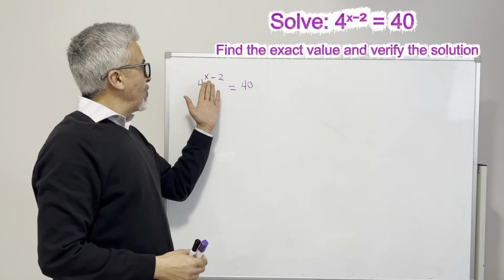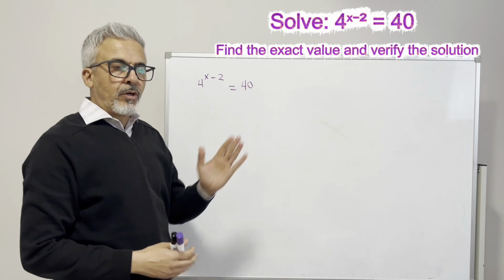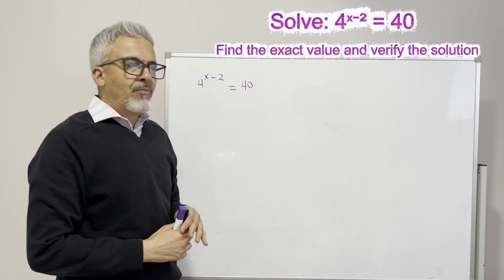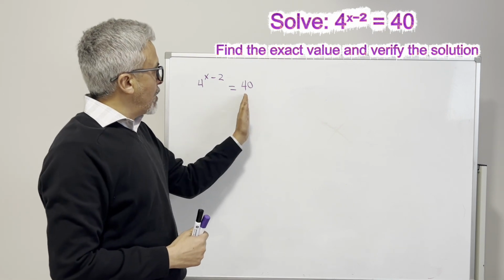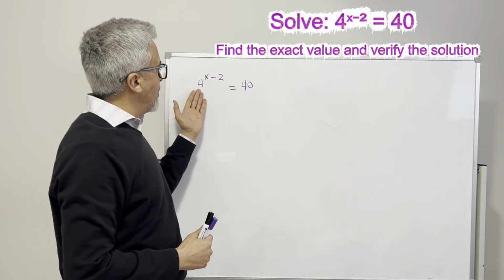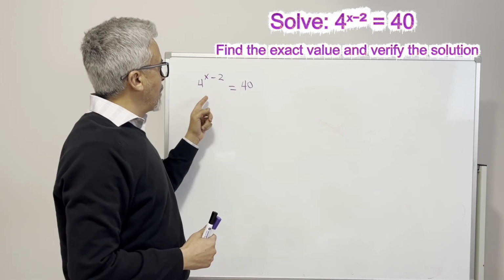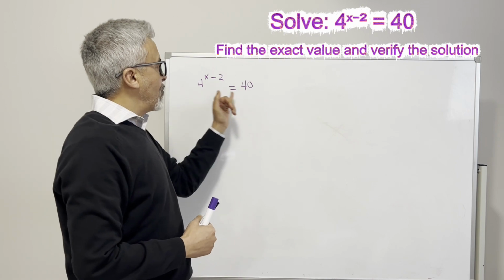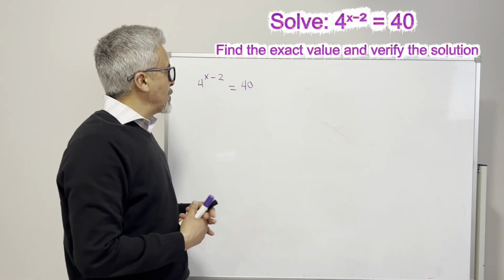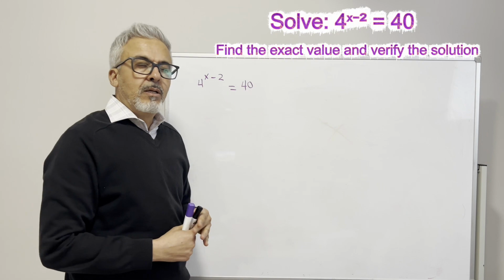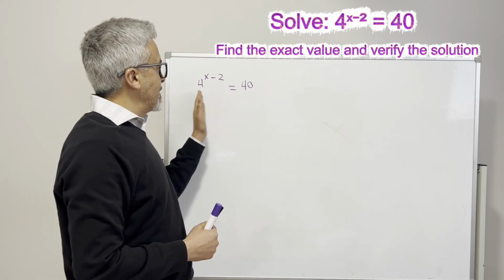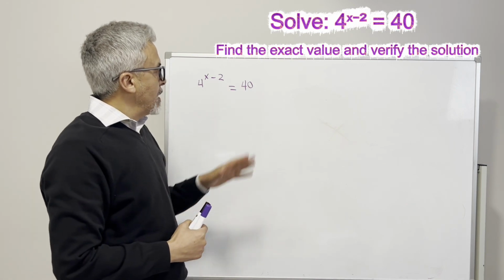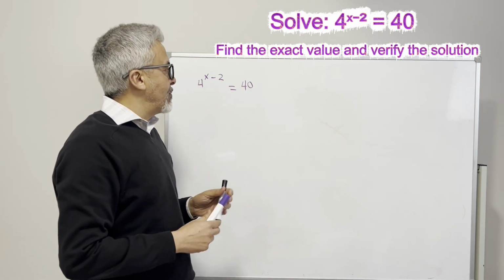We want to solve 4 to the power of x minus 2 equals 40. Usually when we have an exponential equation, the first thing we want to do is see if we have bases that we could make into a common base. But 4 and 40, we're not going to be able to do that. So the next thing that comes to mind, we will log both sides. And that's true, you could log both sides right away and go about it this way. But for me, I'm going to do something different.